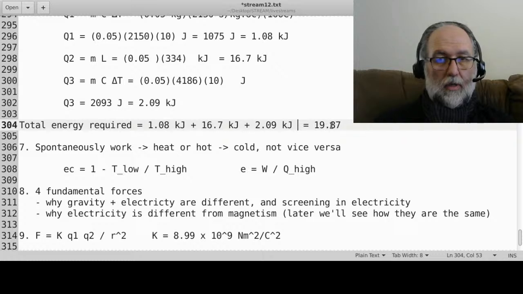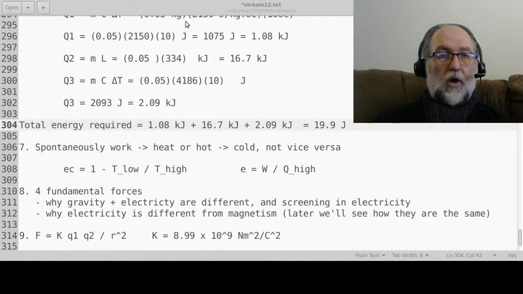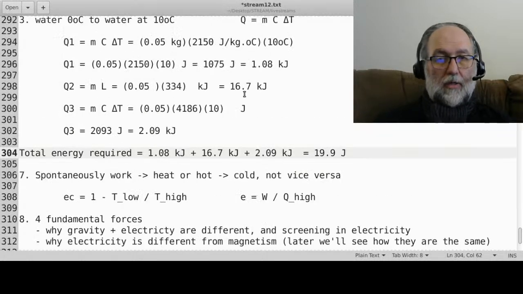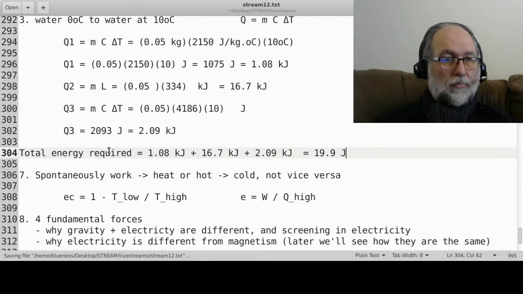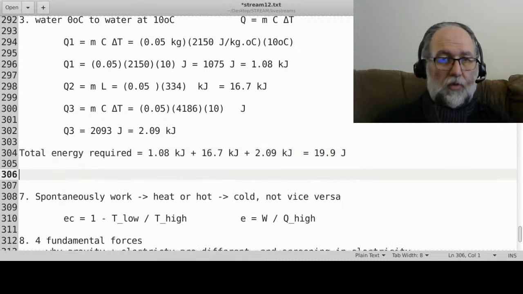Whoops. 19.9 joules. Let me see if I messed up the... No, I didn't. Okay, all right, there we go. So there we go. That answers that question.